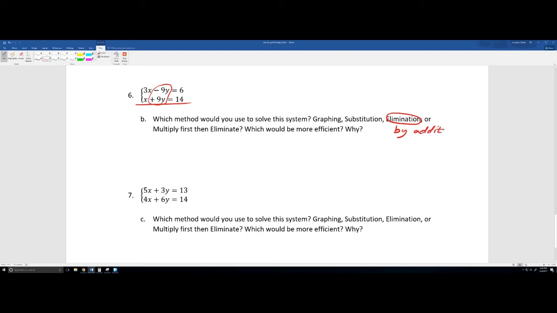The reason again is because I notice if I was just to add, the y's cancel out. So if I add it, I get 4x. The y's cancel out, like I said. And then we get 20, division property. So 20 divided by 4.